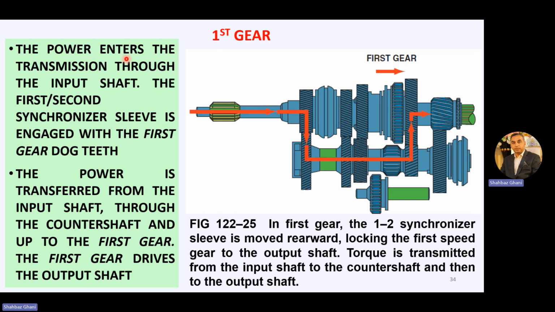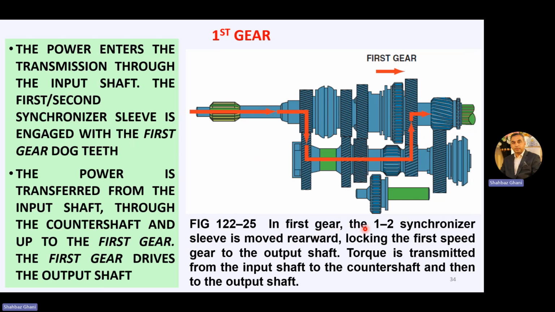So they are moving, and then we get the power from this output. The power enters the transmission through the input shaft. The first and second synchronizer sleeve is engaged with the first gear dog teeth. The power is transferred from the input shaft through the counter shaft and up to the first gear. Input shaft, input gear, counter shaft, first gear, synchronizer sleeve attached, and power out. The first gear drives the output shaft, and you get the power output.